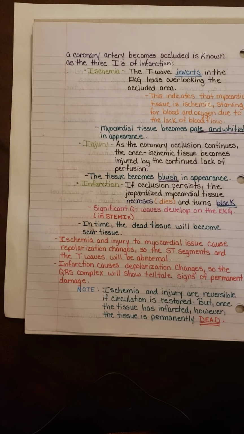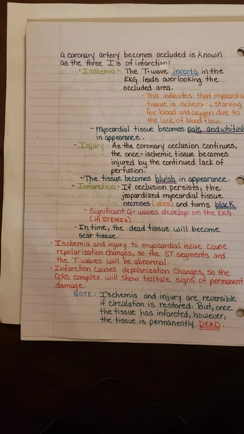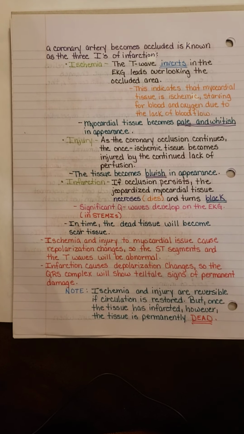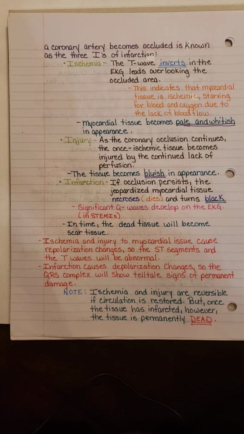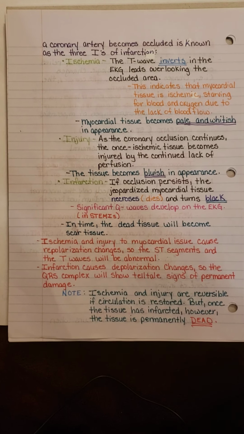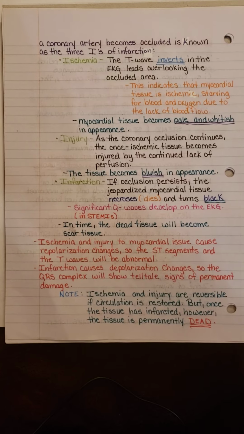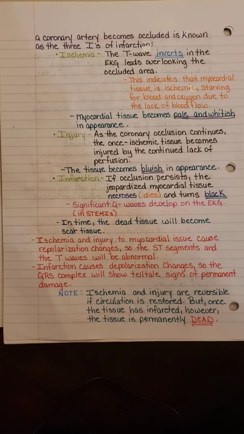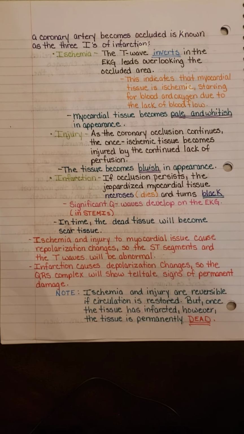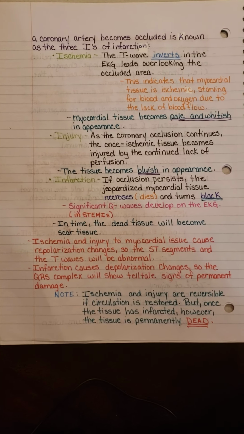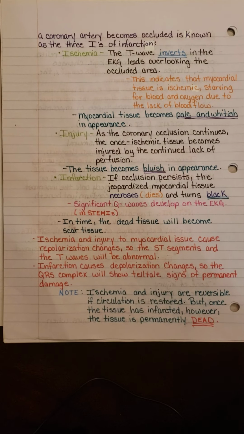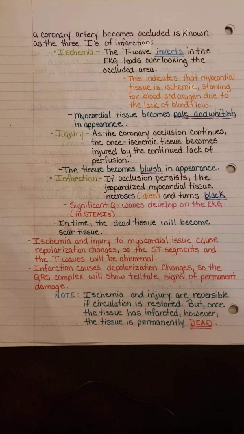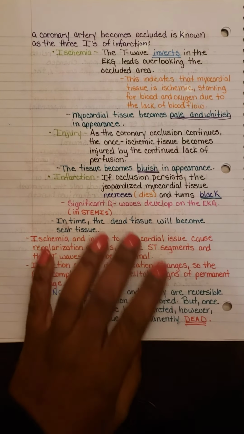Also, when you're learning the 3 I's of infarction, make sure you understand how they're located and where their significant differences are. Know how you can tell ischemia and injury to myocardial tissue, which cause repolarization changes such as ST segment and T wave abnormalities, and that an infarction also causes depolarization changes, where the QRS can show a telltale sign of some site of permanent damage.